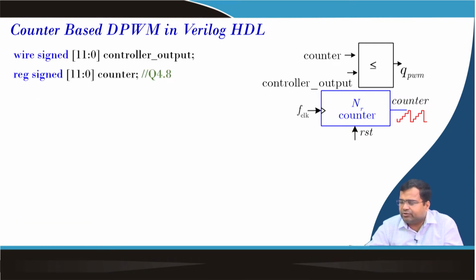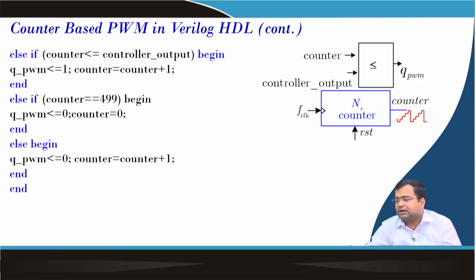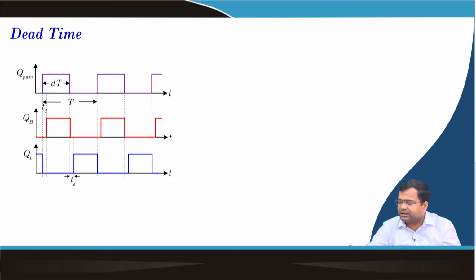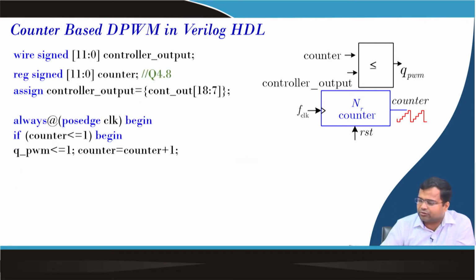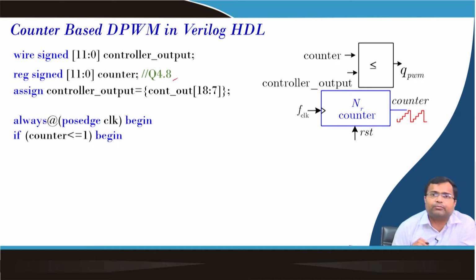There is the delay unit, the counter DPWM, and the dead time circuit, which we have discussed in detail. Now, in this particular lecture, which format is the counter using? The counter uses the Q4.8 format, but we want the counter to vary from 0 to 499, so it will use the first bit of the integer part and the remaining bits will be 0.